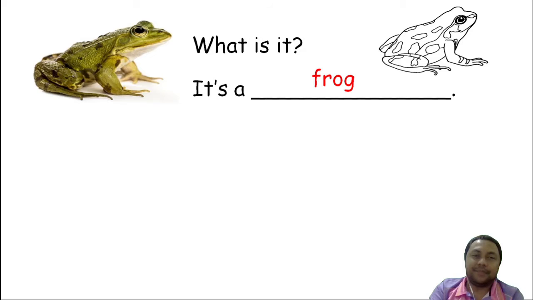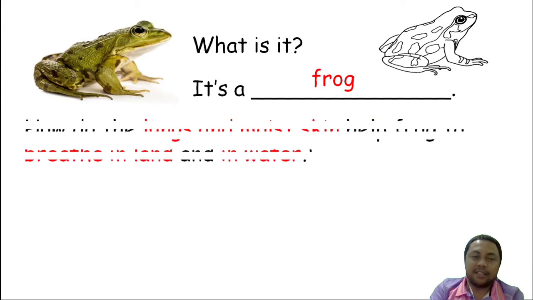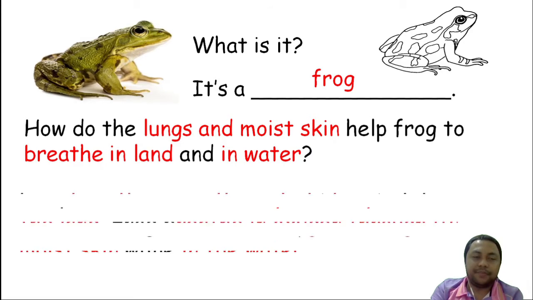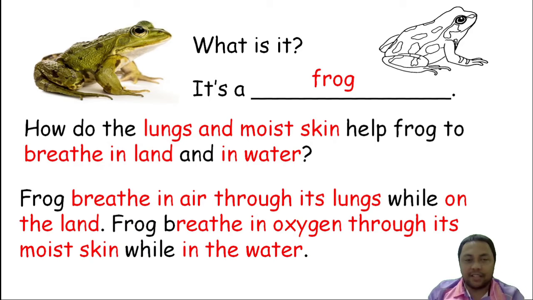Next, what is it? It's a frog. How do lungs and moist skin help frog to breathe on land and in water? Frog breathes in air through its lungs while on the land, and frog breathes in oxygen through its moist skin while in the water. So they breathe through their lungs on land, and in the water they use their moist skin to breathe in oxygen.